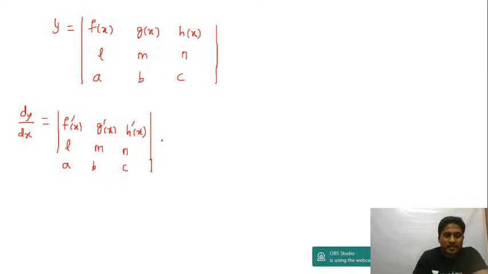Again I put plus a determinant. I'm going to differentiate the second row. Keep the first row as it is. This is f(x), g(x) and h(x).